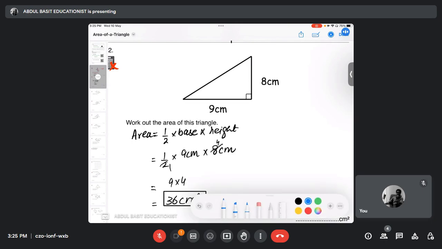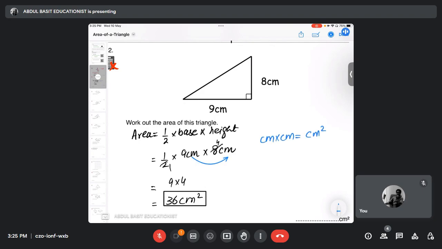Why is it centimeter into centimeter? Because centimeter into centimeter is centimeter square. That's what we studied in indices. When bases are the same, we add the powers. This is 1, this is 1. So that is the reason it becomes centimeter squared.